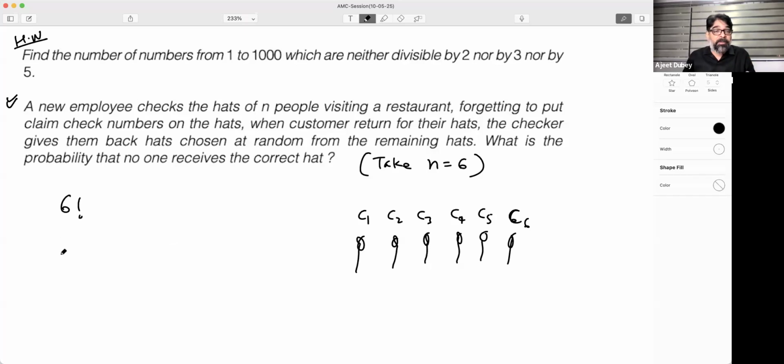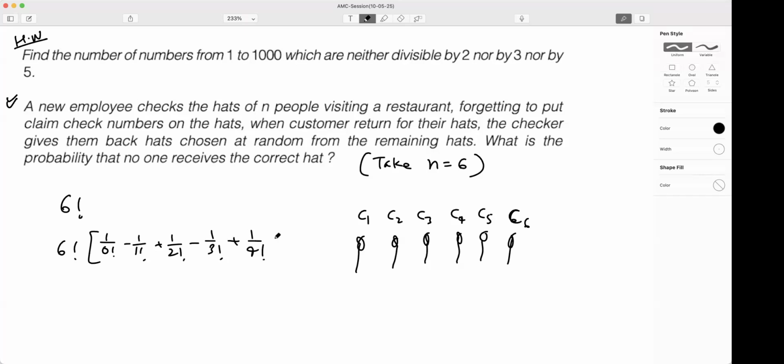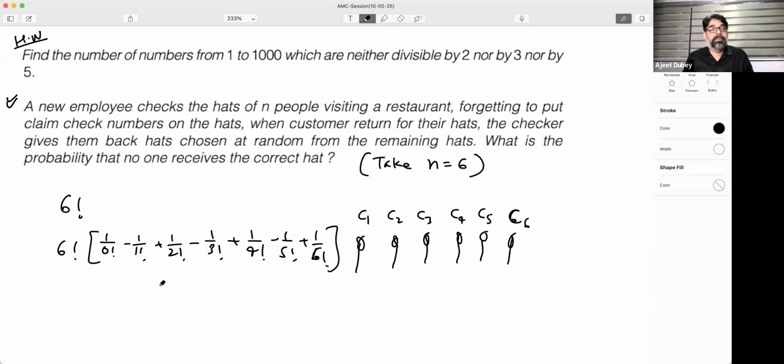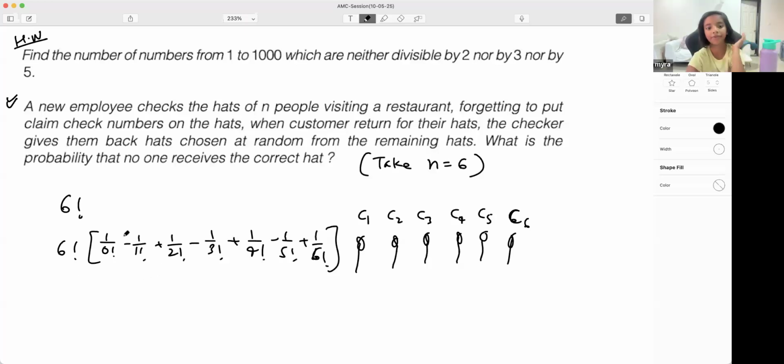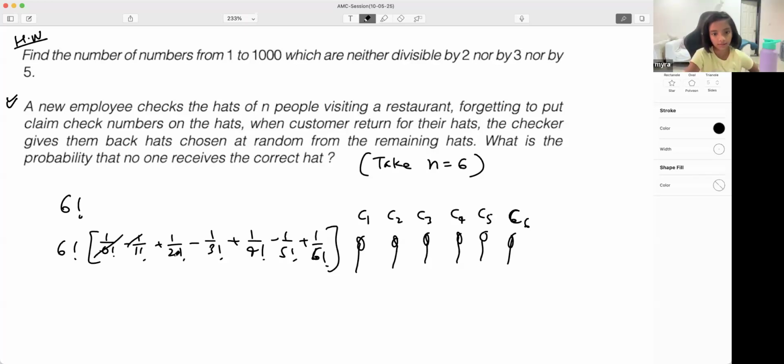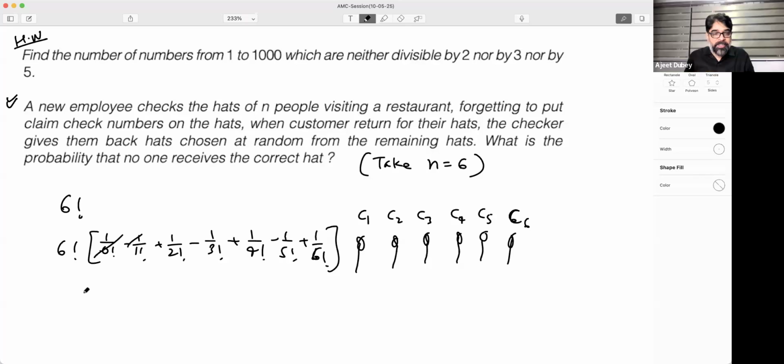Everybody gets it wrong. That will be 6 factorial into 1 by 0 factorial minus 1 by 1 factorial plus 1 by 2 factorial minus 1 by 3 factorial plus 1 by 4 factorial, minus 1 by 5 factorial, plus 1 by 6 factorial. I hope I am doing correct. Yes. This is cancelled. So that's 2. These two will get cancelled. So 6 factorial by 2 factorial, 120 by 2 means 60.